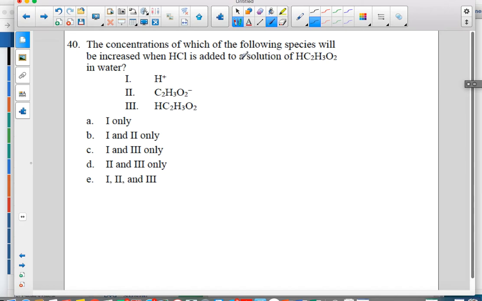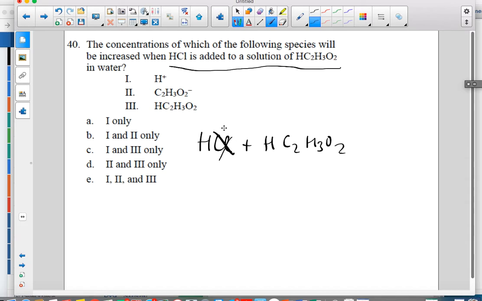Which of the following species will be increased when HCl is added? Net ionic reactions, they love to ask these. All you do is cancel your heartbreakers. HCl, HC2H3O2, heartbreaker gone. So what am I going to be left with? It's a solution of HC2H3O2 and water. I have to read that.